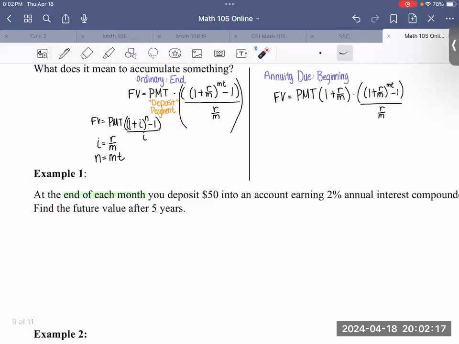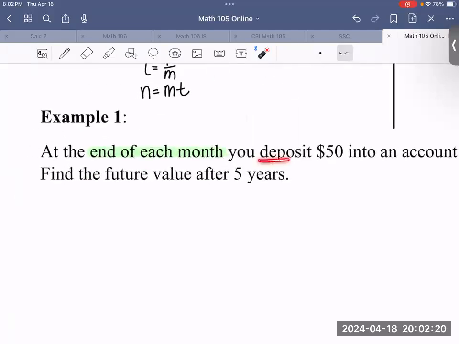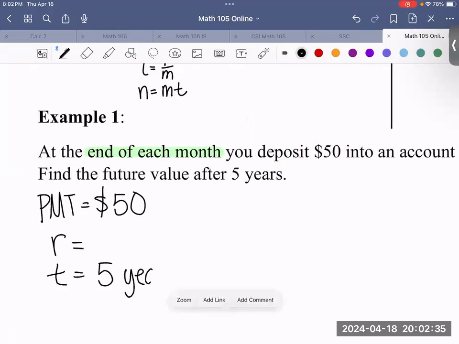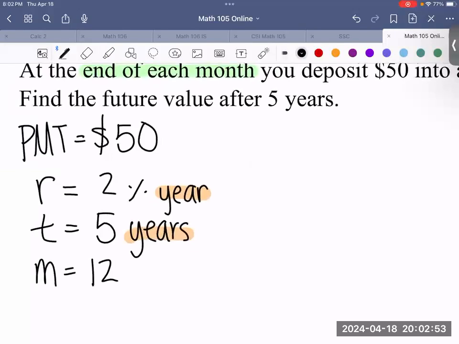Find the future value after 5 years. So notice that they're saying deposit, so we're trying to grow this amount. So we have your payment, a series of deposits of $50. We have a rate, a time, which I can see here is 5 years. We said 2% annual interest, which also suggests years, which definitely do match. We want to keep that in mind. We always want to match your figures. We said M is monthly. Okay, find your future value.